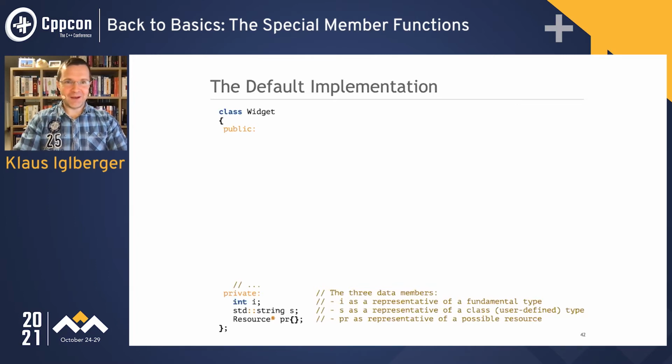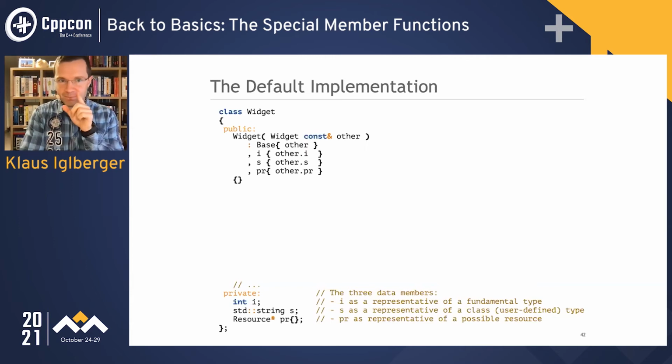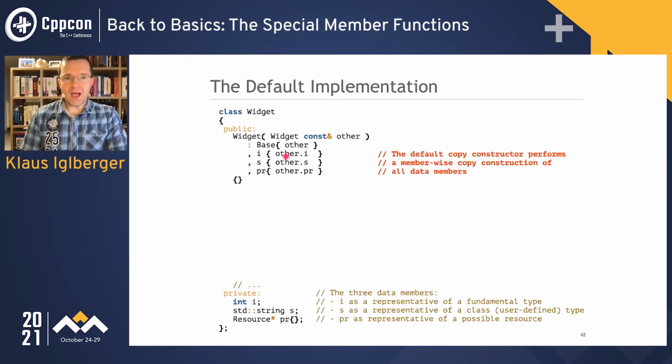Okay. So let's talk about the default implementation. What does the compiler do when it generates the copy operations? The copy constructor is basically done this way. So you may have a base, so some colon base, imagine that. Bases are just initialized directly in the member initializer list. And then the compiler does a member-wise copy. So i is copied, s is copied, the pointer is copied. The compiler generates a default implementation of this copy constructor by doing a member-wise copy.